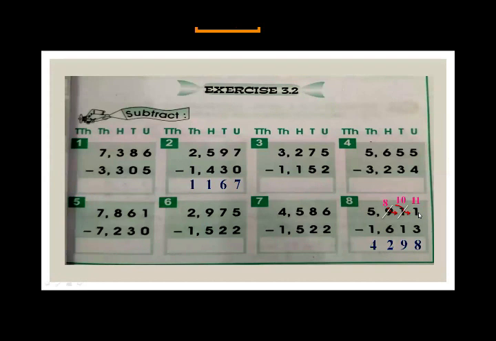Here you see 5,911 minus 1,613. Now you need to take a borrow here. Listen to it carefully. 1 in the units place, 1 is smaller than 3. Now you need to take a borrow from the tens place digit. So when the tens place 1 gives a borrow to the units place 1, the units place 1 will become 11 and the tens place 1 will become 0.